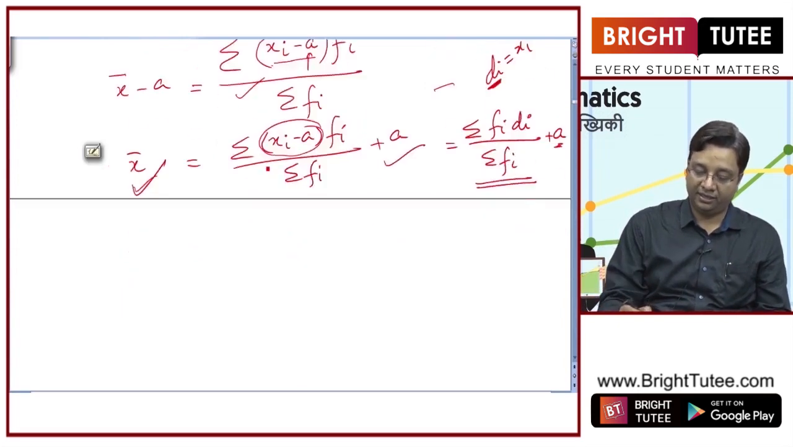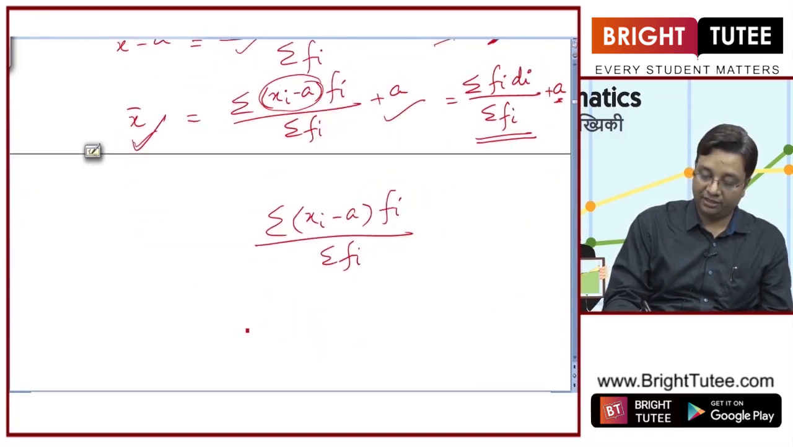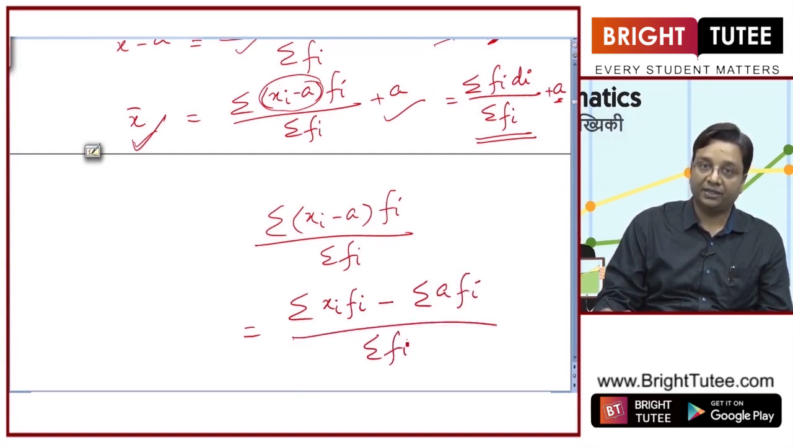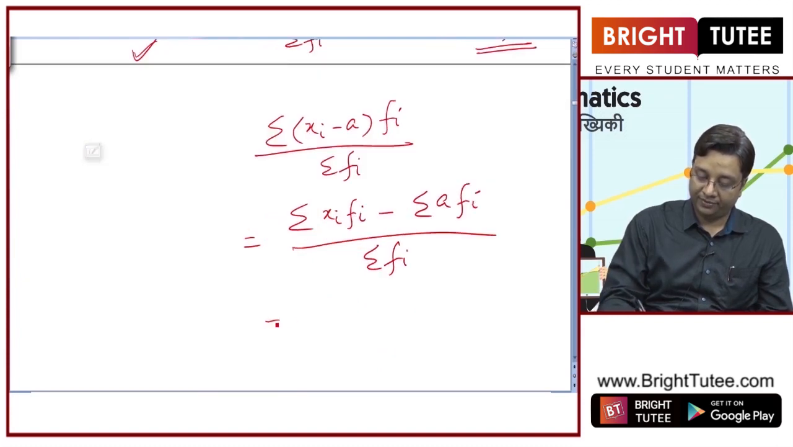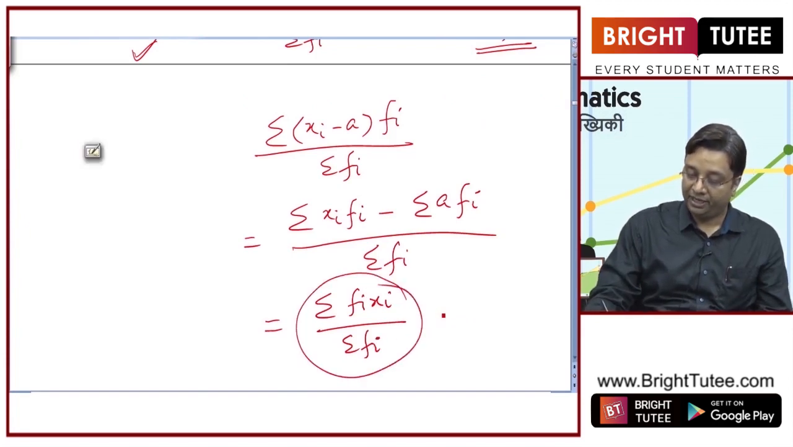Even if you want to expand this, let us say sigma (xi minus a) into fi divided by sigma fi. If you look at this, you can write it as sigma xi fi minus sigma a fi, divided by sigma fi. Now look at the first part. It is nothing but sigma fi xi divided by sigma fi, which is the original mean x bar, minus sigma a fi divided by sigma fi.